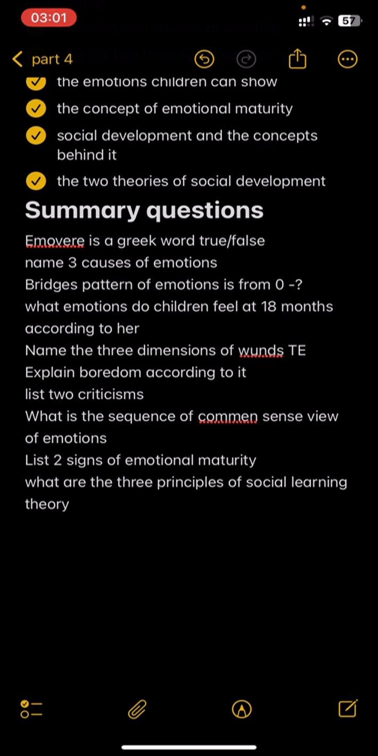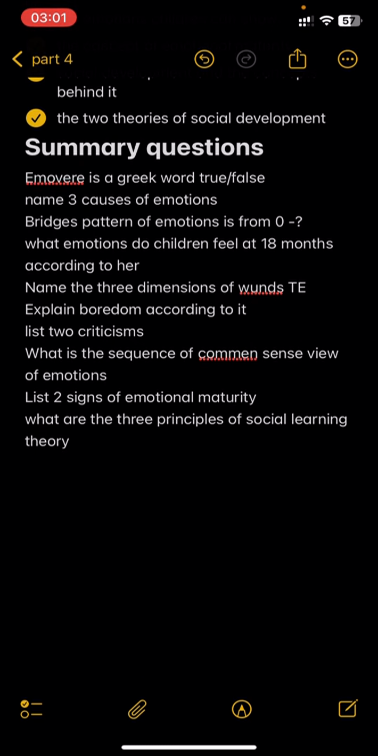So what are three principles of social learning theory? Social learning is where you strengthen a behavior by reinforcement and reward or by removing a punishment. The first one is that children imitate you. The second one is you strengthen a behavior that you want to see, and the third one is that you should try to make the reward or the punishment on a regular basis.